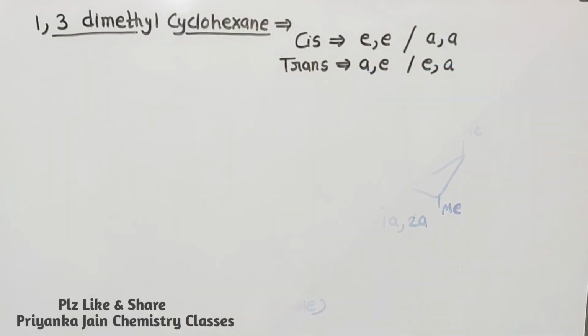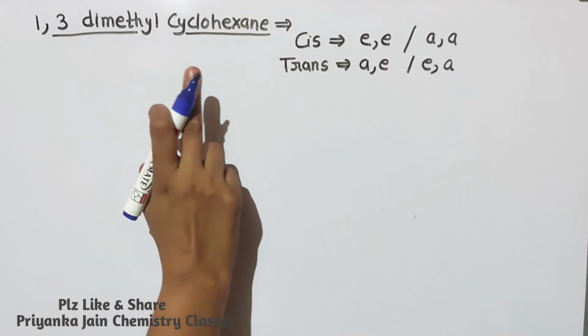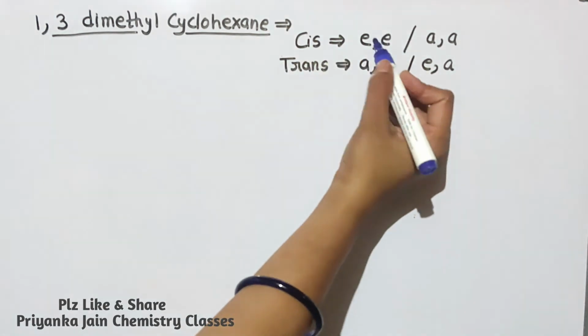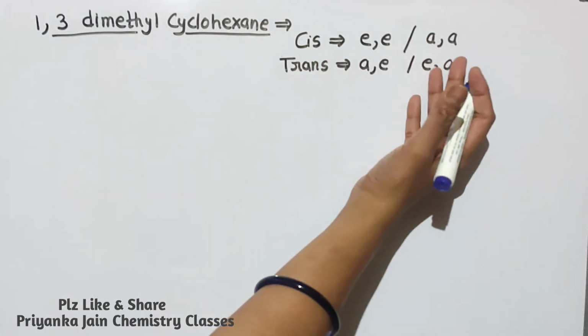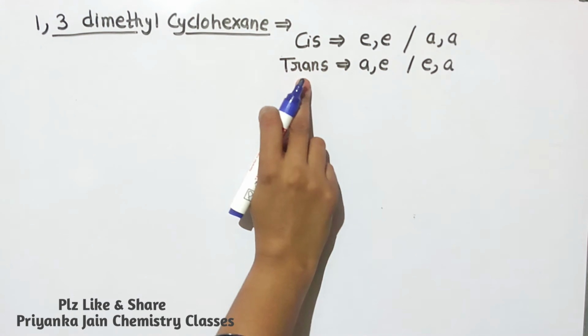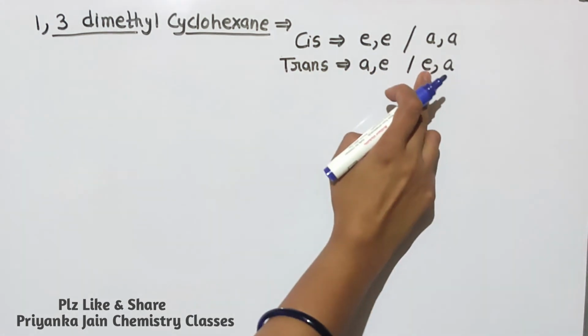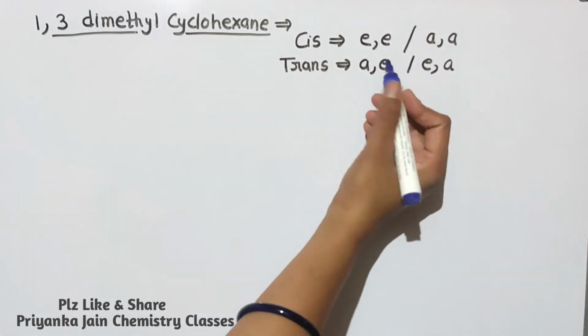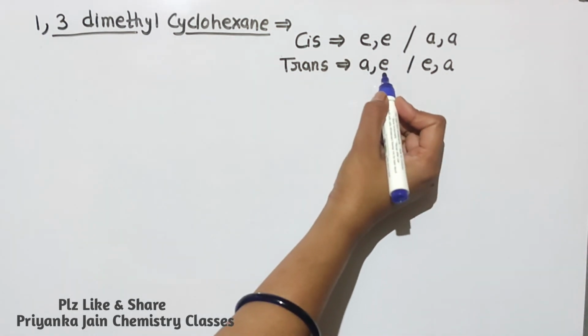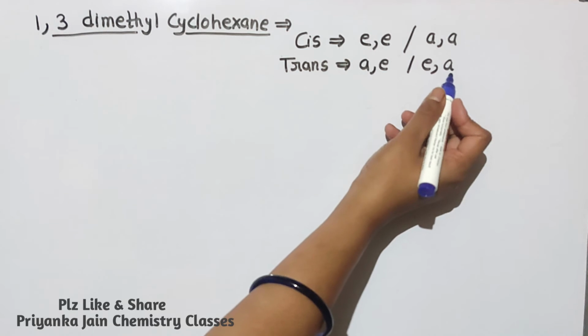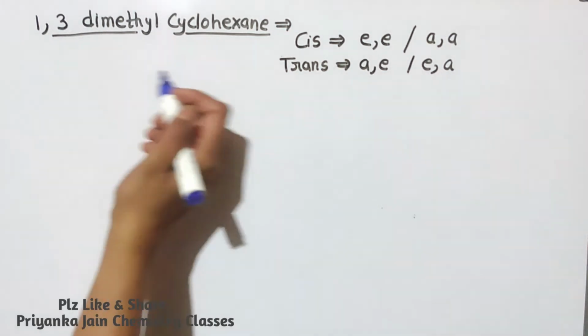Okay, now we will see 1,3 disubstituted cyclohexane, or we can say 1,3 dimethyl cyclohexane. In this case, the condition is that cis form will be one in which either both are equatorial or both are axial. Okay, and trans form will be one in which either both are A and E or E and A. Okay, it means if one is axial, then the other one is equatorial. If one is equatorial, then the other one is axial. Okay, this is the condition.